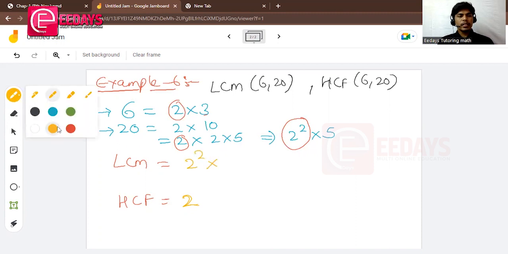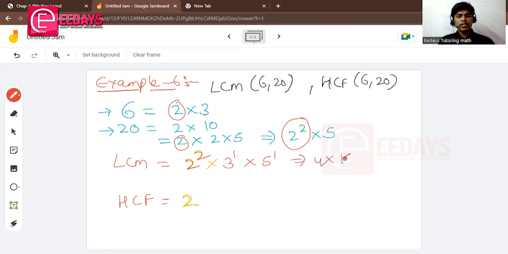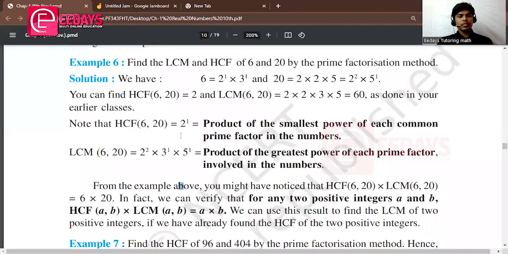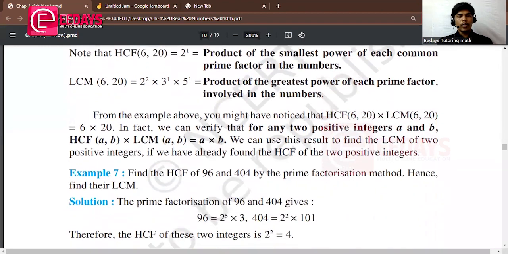When it comes to 3, whether it is there in both numbers, 6 and 20, or not, you just observe the greatest power. You write 3. And what is the greatest power of 3? Only 1. And 5 is another number there. You can take 5 to the power 1. Now 2 square into 3 into 5. So 2 square is 4. 3 fives are 15. 15 fours are 60. Now LCM is equal to 60 and HCF is equal to 2. Or else you can leave it like that: 2 square into 3 into 5 power 1. I hope everyone understood.